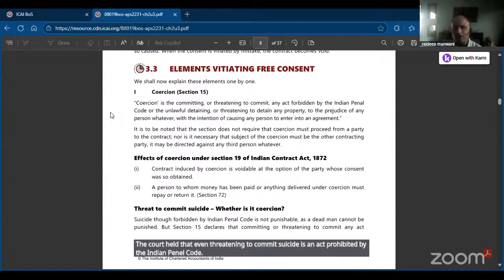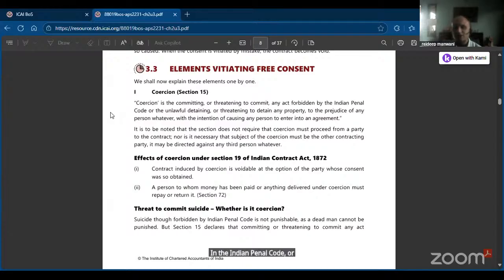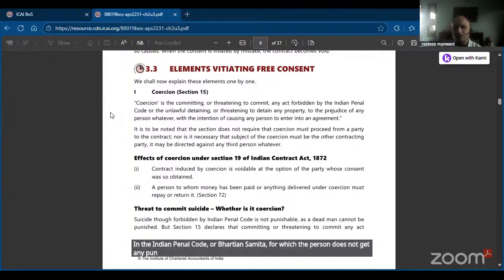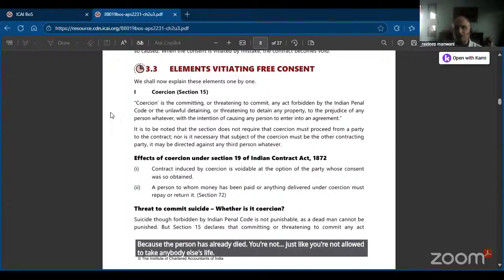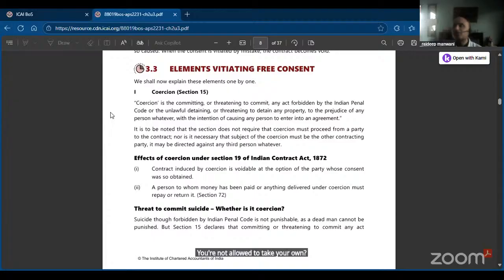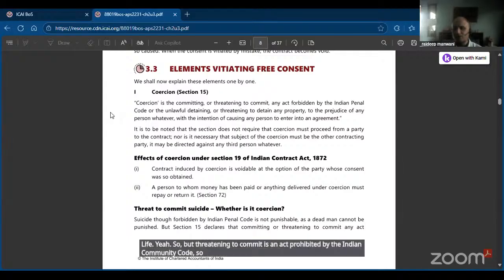The only act in the Indian Penal Code or Bharatiya Nyaya Samhita for which the person does not get any punishment is committing suicide, even though it is prohibited, because the person has already died. Just like you're not allowed to take anybody else's life, you're not allowed to take your own life. But threatening to commit it is an act prohibited by the Indian Penal Code. So the court allowed it. Just keep this in mind.